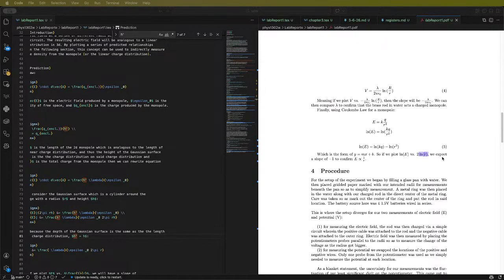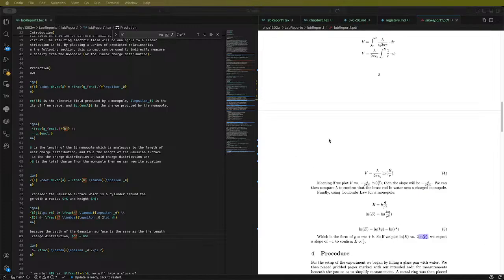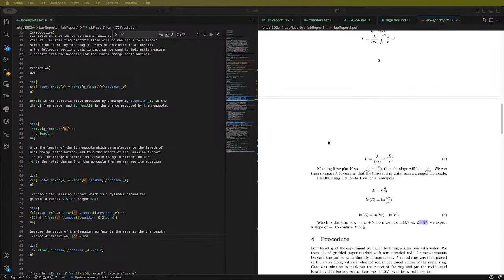I swear to God. This is exactly what my TA told us to do, plotting E versus ln r, but hmm.